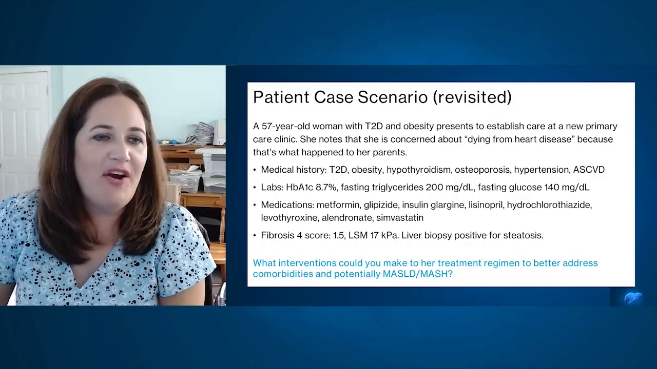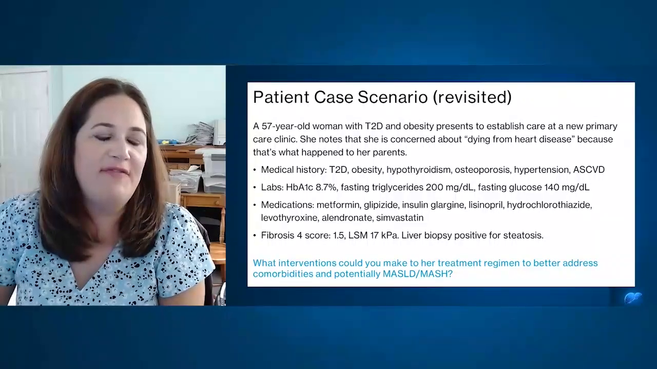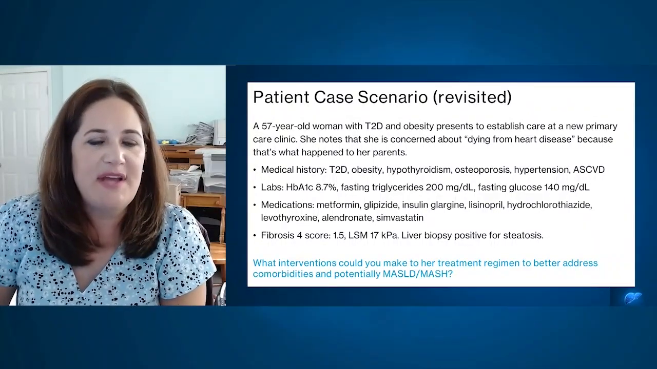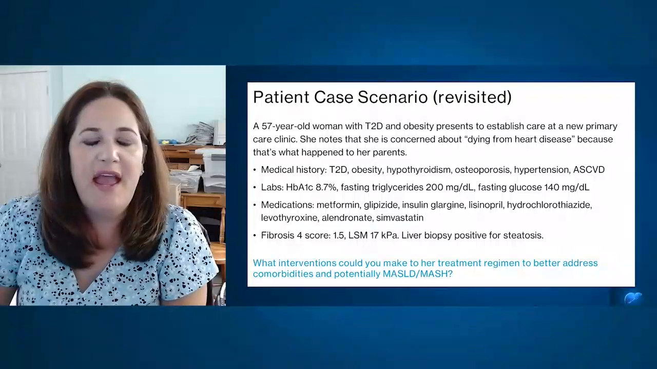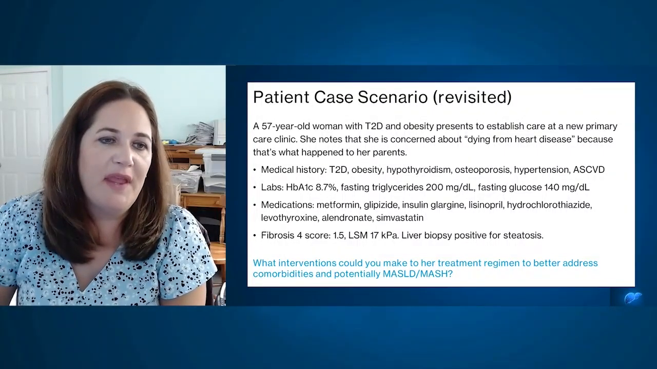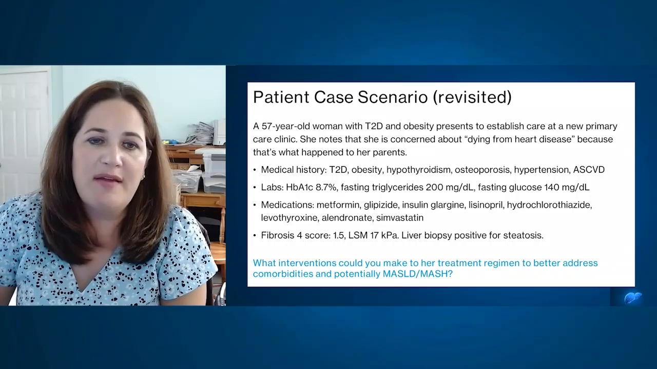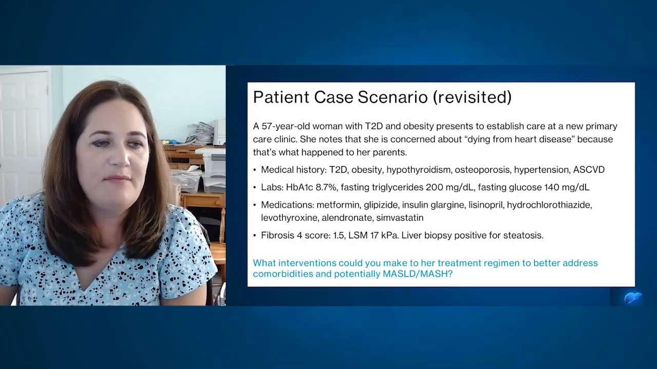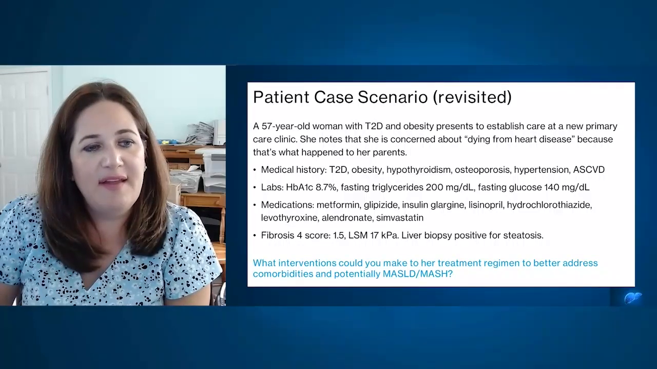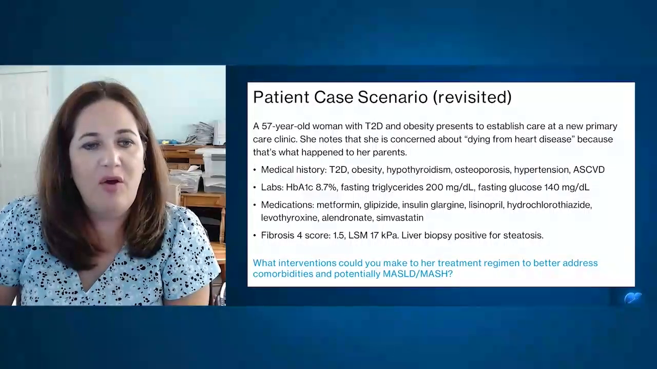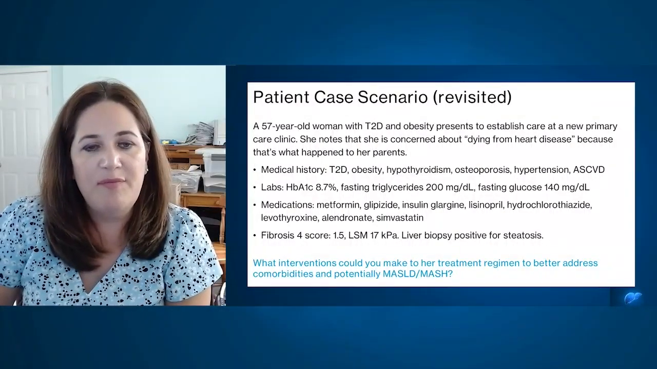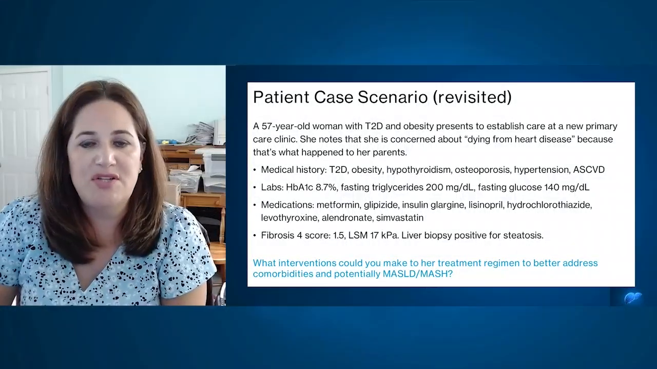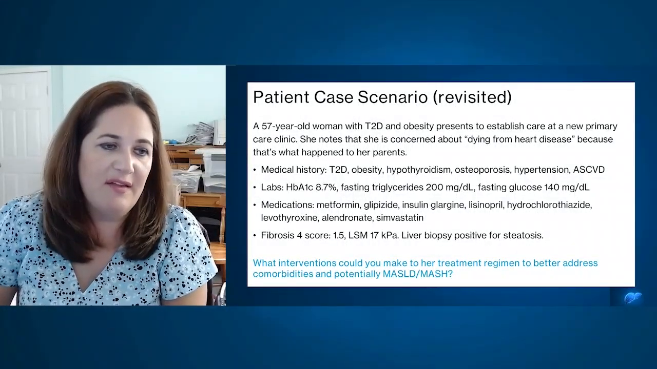So we're going to go back to our original case. This is a 57-year-old woman with type 2 diabetes and obesity, and she presents to establish care at a new primary care clinic. She notes that she's concerned about dying from heart disease because this is what happened to her parents. Her medical history is significant for type 2 diabetes, obesity, hypothyroidism, osteoporosis, hypertension, and cardiovascular disease.